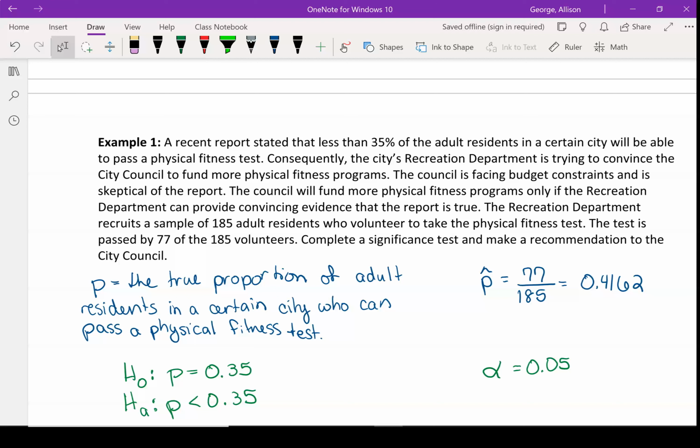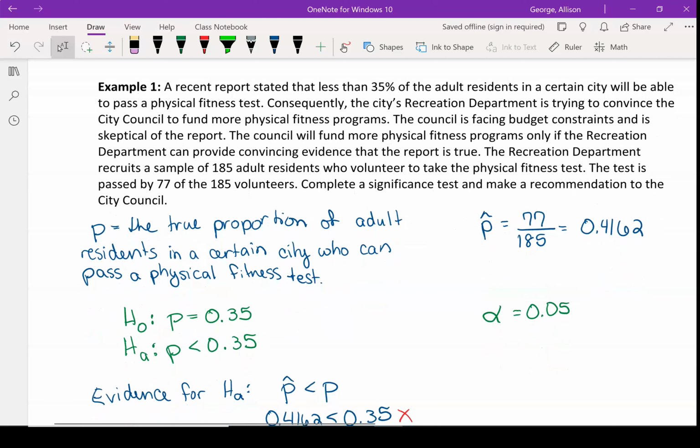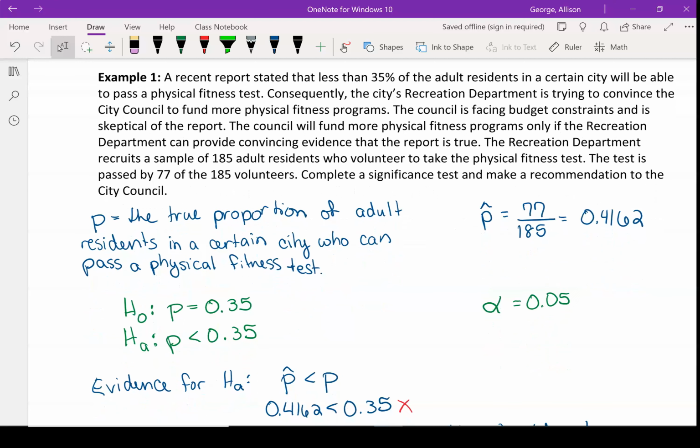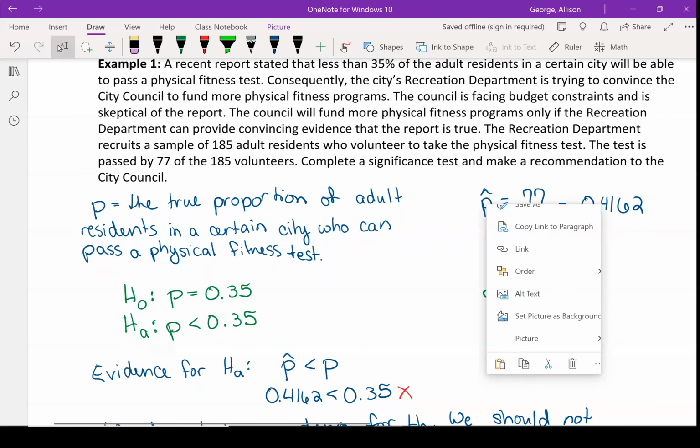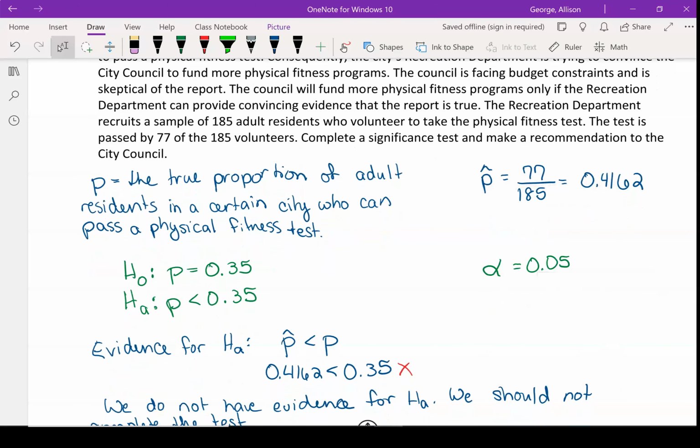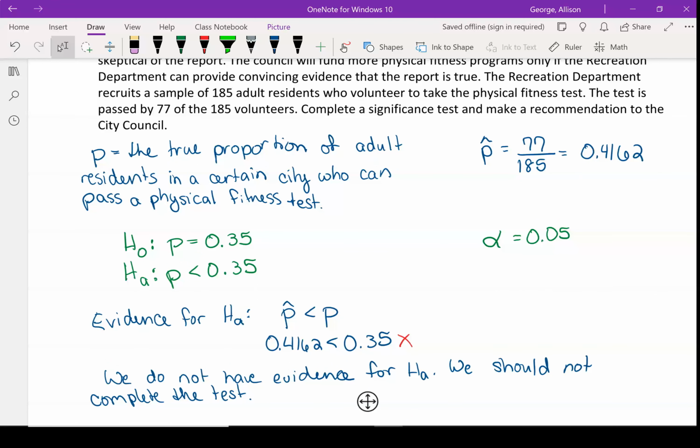And the last thing we need to do is check and make sure we have evidence for our alternate hypothesis. So our alternate hypothesis is P is less than 0.35. So we want to make sure our sample, our P hat, is less than 0.35. It's not. Our P hat is 0.462. So our sample does not match what we were attempting to prove. So we can't run this test. We didn't find evidence for HA. So we would stop.